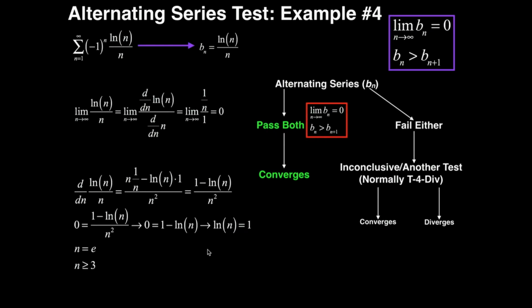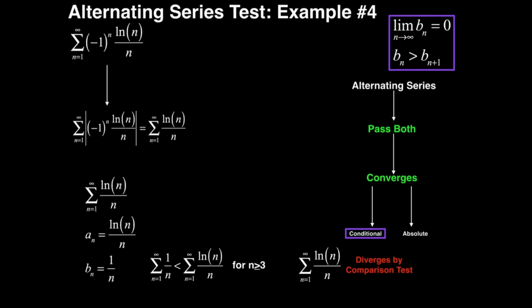All right? So the point is, the limit as n goes to infinity of b sub n was 0, and it's a decreasing function. So we passed both of these criteria. Therefore, this original series converges, but we still don't know whether it's absolutely convergent or conditionally convergent.